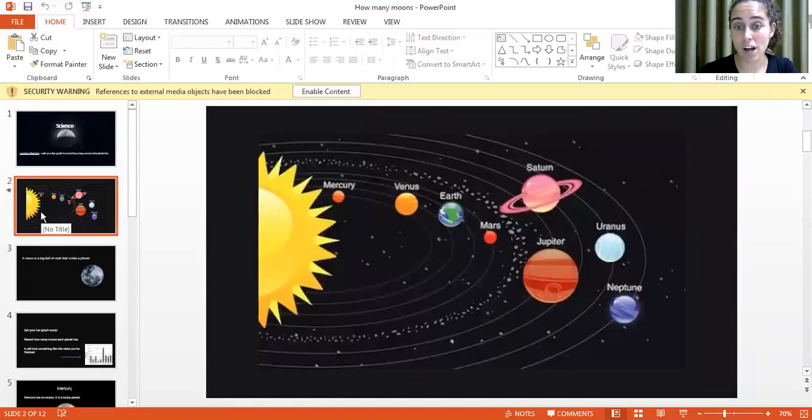So first, let's talk again about how many planets we have revolving, orbiting around the sun. So we have 8 planets going around the sun. We have Mercury, Venus, Earth, Mars, Jupiter, Saturn, Uranus, and Neptune. 8 planets revolving around the sun.